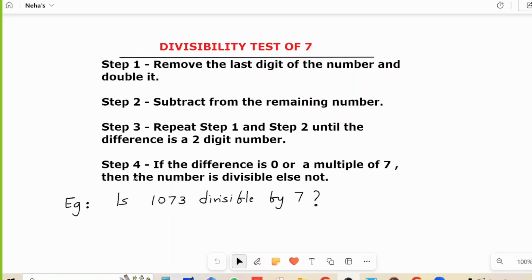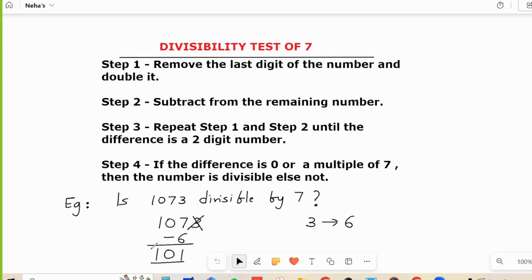So the first question is, is 1073 divisible by 7? So we will take the number, that is 1073. We will remove the last digit, that is 3, and double this digit. Double of 3 makes it 6. Now we will subtract 6 from the remaining number, and the answer here is 101.